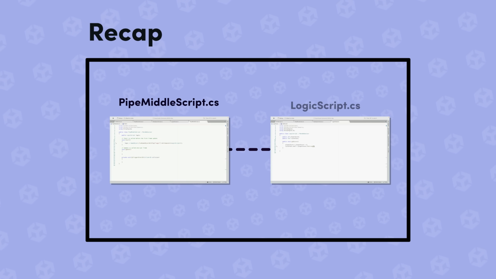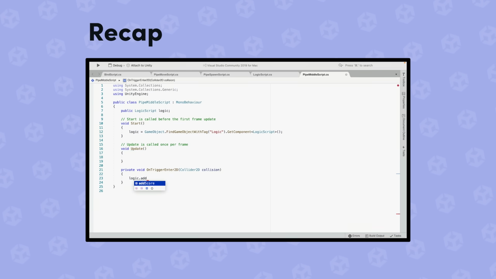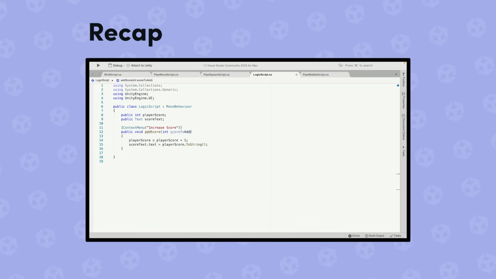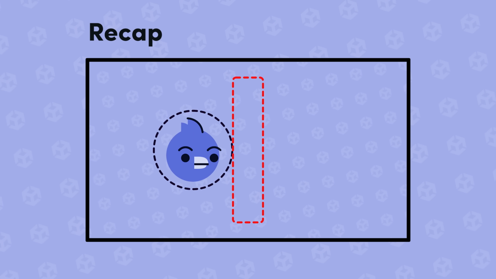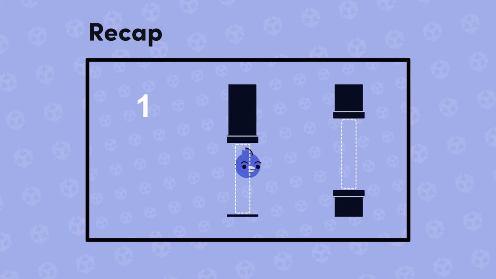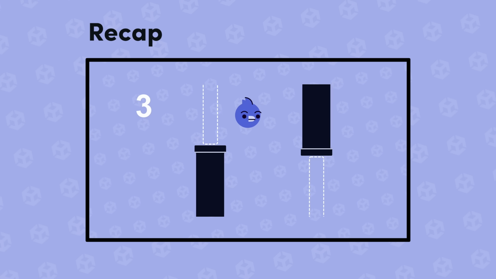A public function can be run from another script as long as you have a reference to that script, and we can even pass in variables when that function runs. And collisions and triggers can be used to make stuff happen when two objects touch. Speaking of collisions, let's move on to the next step.